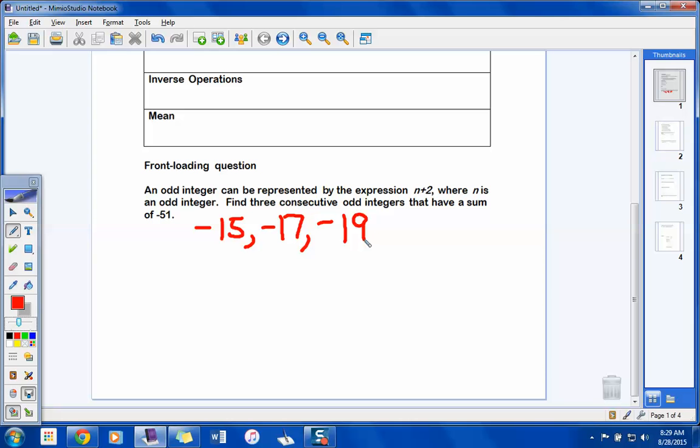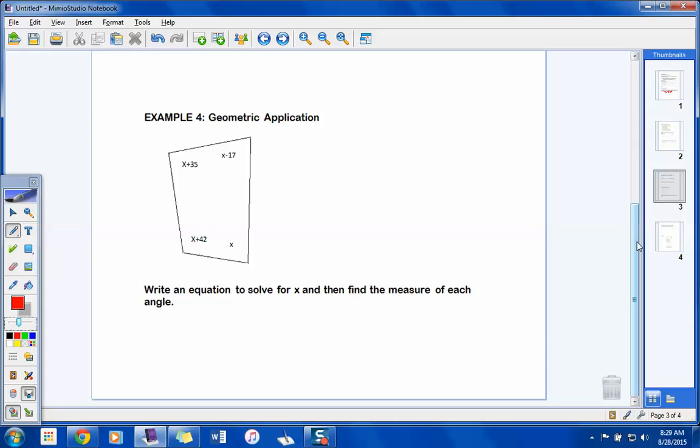I believe we had gotten through this geometric application, right? We took all those four angles, we added them up, and then we set that equal to what value? We added all four angles up, set them equal to what value? 360, okay? After I figured out my x value for that, what did we do? What was our x value here in this example?